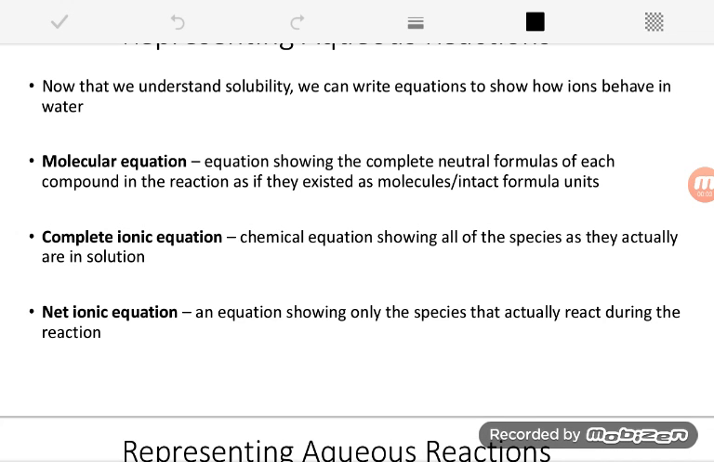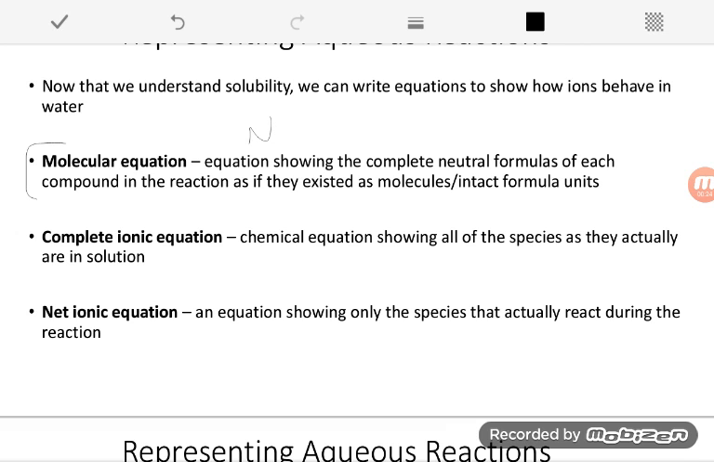Now that we understand solubility and how ionic things and acids behave in water, we can write chemical equations that more accurately show what's going on during a chemical reaction. Previously, we've always been writing the molecular equation. This shows everything as if the complete neutral formula of everything stuck together as intact units.